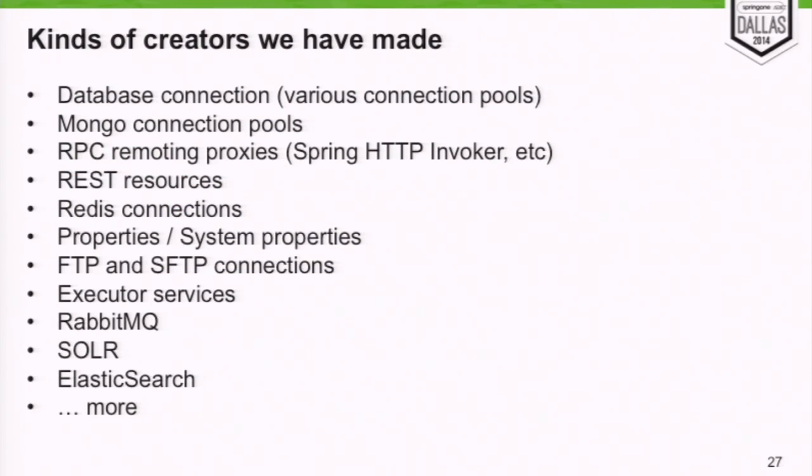So here's a list of some of the configurations we made internally that we've been using: database connections, Mongo connection pools, RPC proxies, REST resources, Redis connections, FTP, SFTP, executor services, Elasticsearch, Solr. Pretty much things that you want to configure, right? And then properties and system properties are also in there.